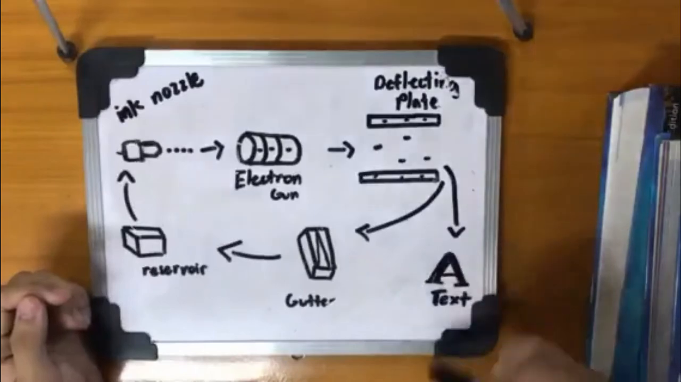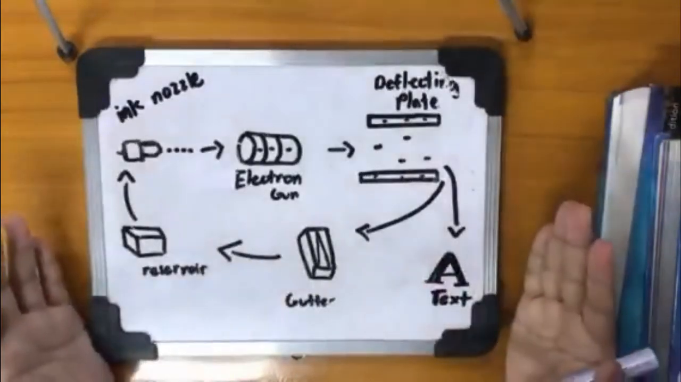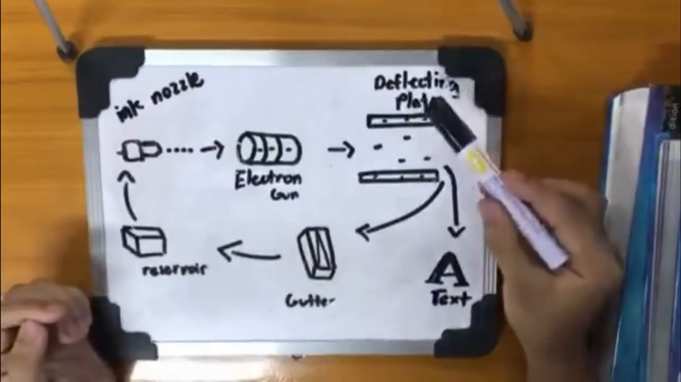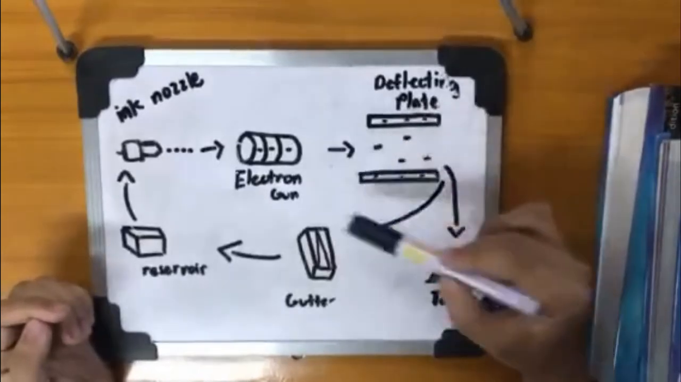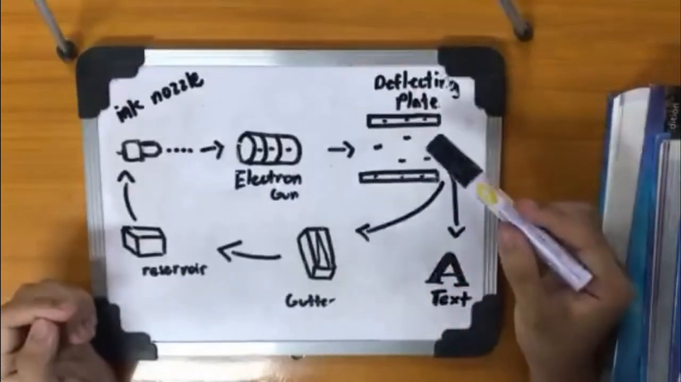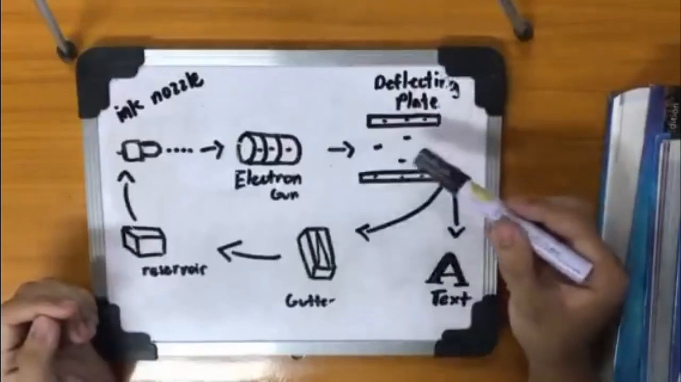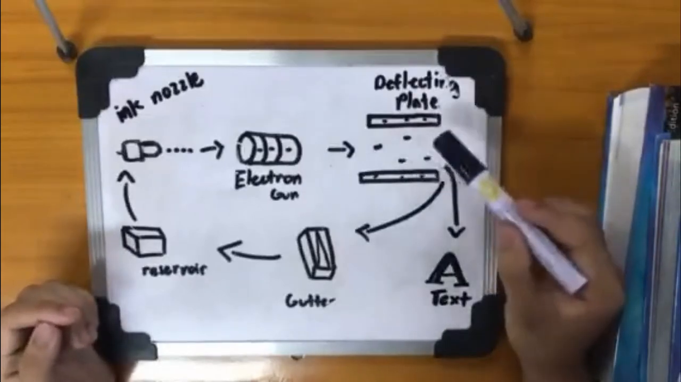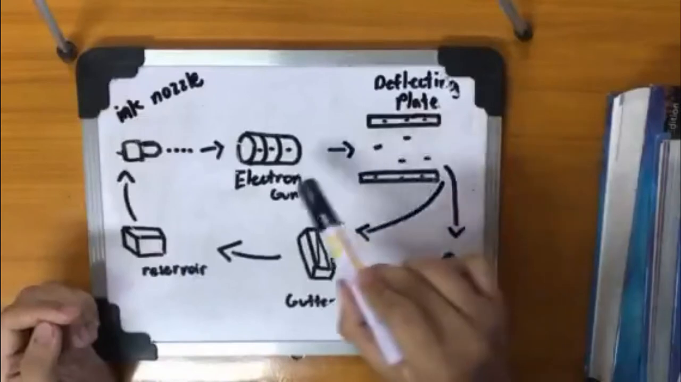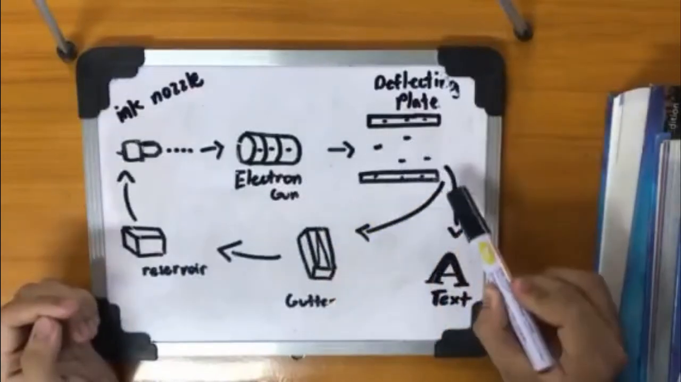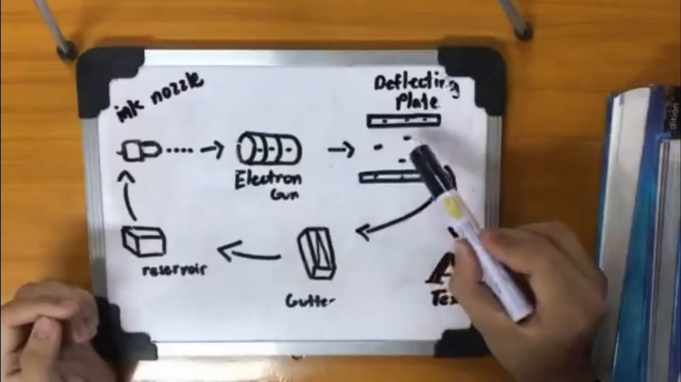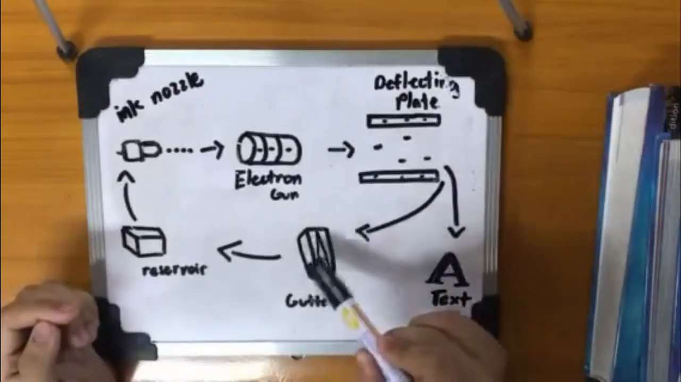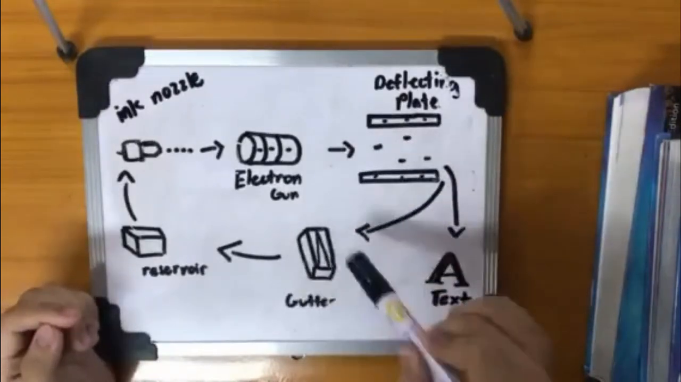In order to form letters, numbers, and images, the printer must somehow prevent some of the droplets from reaching the paper. The capacitor performs this task. It creates a uniform electric field between its plates. Neutral droplets pass through the field unaffected and strike the paper. But since we know in physics that like charges repel each other, droplets with a negative charge are deflected downwards and fall into a reservoir called the gutter.